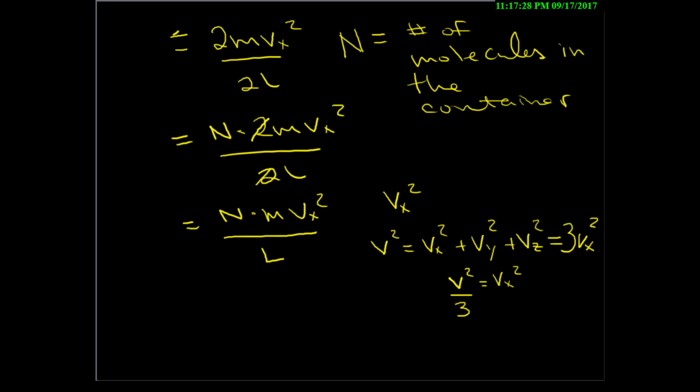Now upon substituting in for vx squared, we can then yield N times m times v squared, which is our average velocity in all directions, over our factor of 3 times the length of our container. As you can see, the substitution is connected right there, and we've done the work over here on the right hand side.